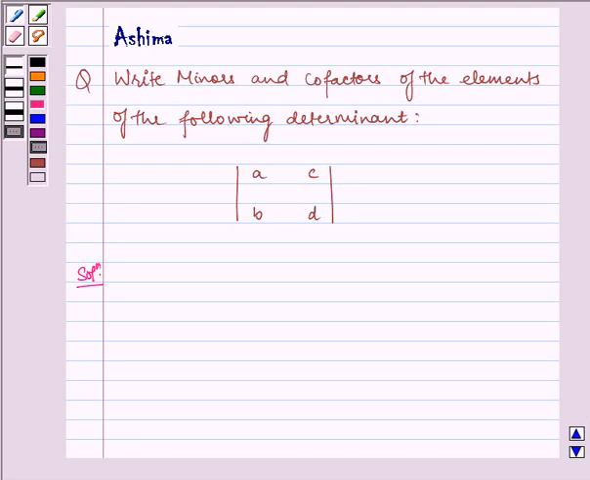Let us understand the following problem today. Write minors and cofactors of the elements of the following determinant. We have the determinant with elements A, C, B, D.